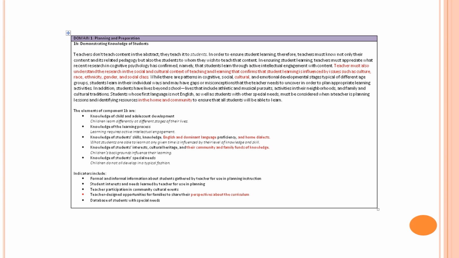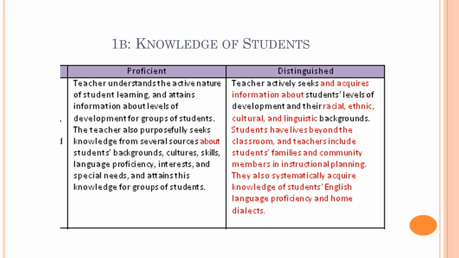As we know, the execution of an effective lesson begins with good planning. To receive a Level 4 rating in Component 1B, a teacher must actively seek and acquire information about all of their students. The teacher is systemic in gathering knowledge. For example, student interest inventory, conferencing with parents, and a class profile sheet, just to name a few. The revisions make the language more explicit within the rubric.